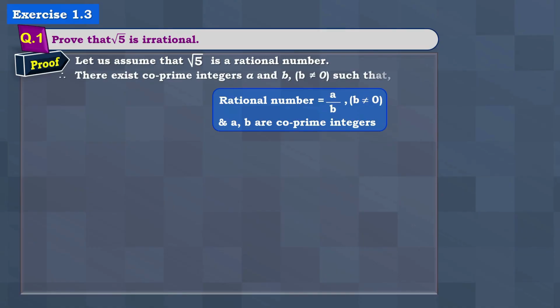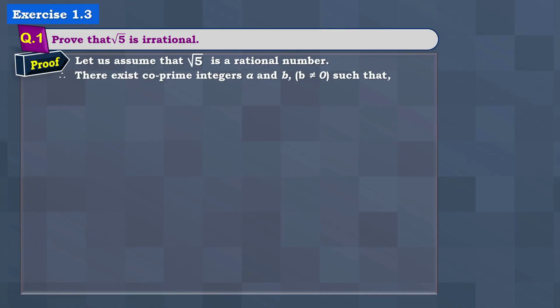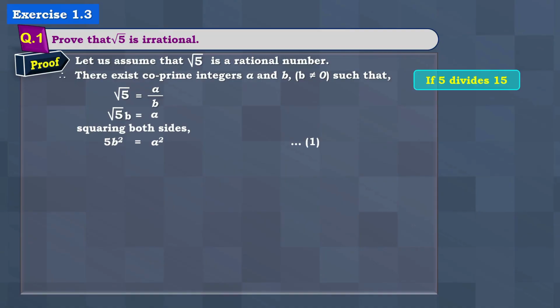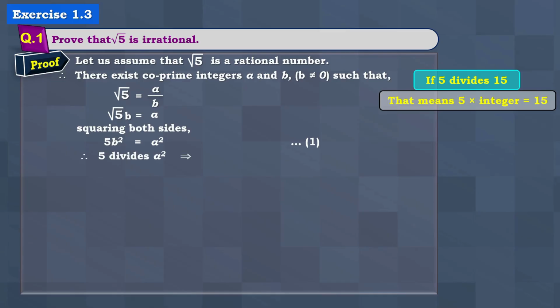So, we assume that root 5 equals a divided by b. Now, multiply both sides by b. This gives root 5 multiplied by b equals a. Next, we square both sides of the equation. After squaring, we get 5 multiplied by b squared equals a squared. This means that 5 divides a squared. If 5 divides a squared, then 5 must also divide a. So, we can say that a is a multiple of 5.